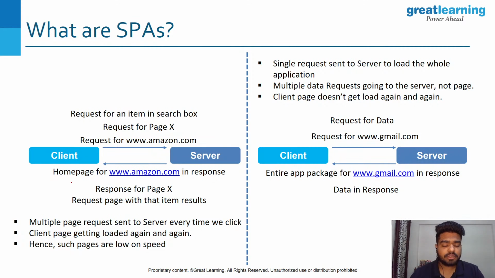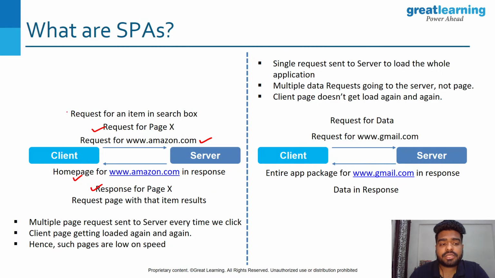Now, let's talk about multiple page request. So there's a client and there's a server. Now, if you're requesting www.amazon.com, what happens? The page request will go to the server and that will come back. Now, if you're requesting a page X, let's say electronics, then again the request goes and the response comes back, the whole page.